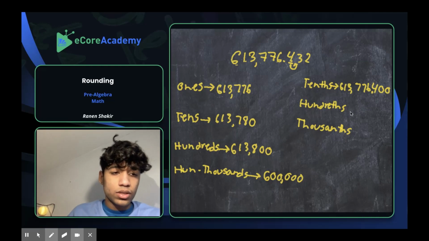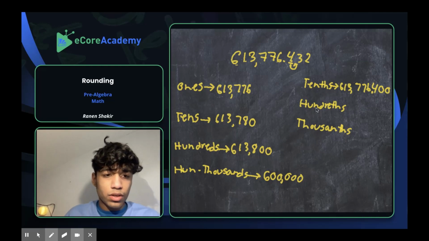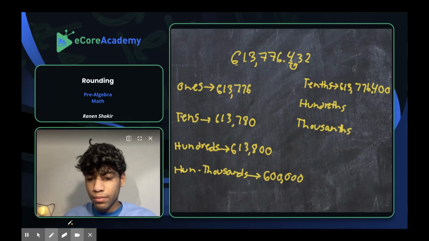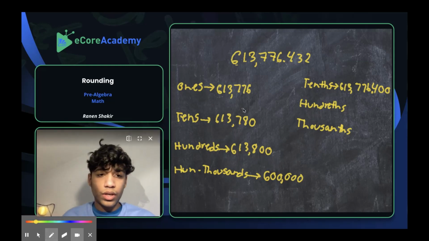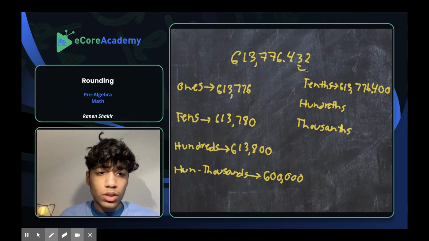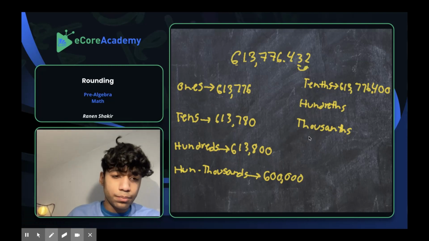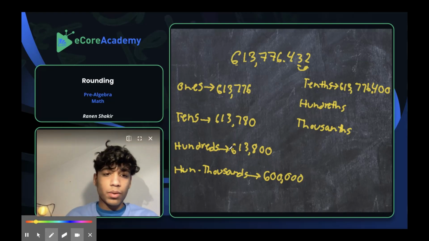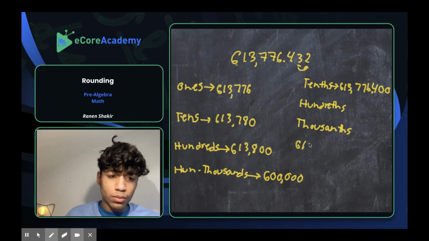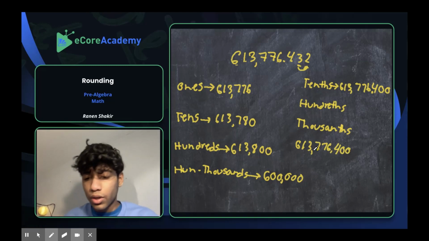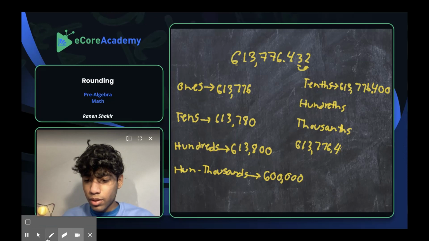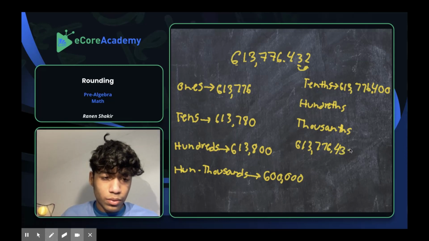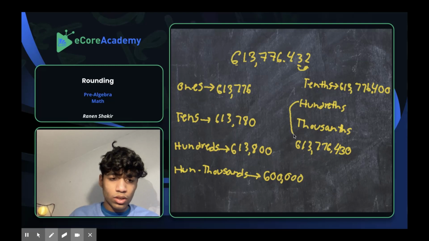And then let's go to the hundredths place. I'm gonna write them down here because I think I might run out of room. So our hundredths place is the 3 in this number over here. We look over, see it's a 2. Once again, stays the same. So the hundredths place, you're gonna get 613,776.40. Oh, sorry, not 0.400. It's 0.430. Apologize. 0.430. That's to the hundredths place.